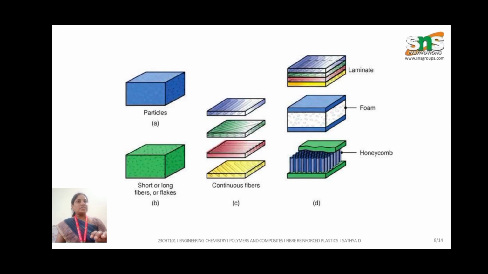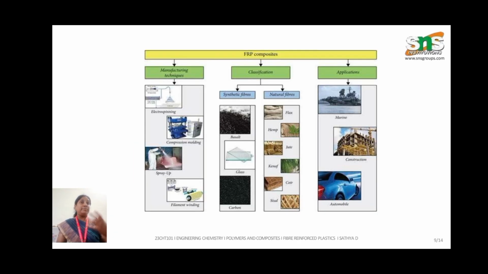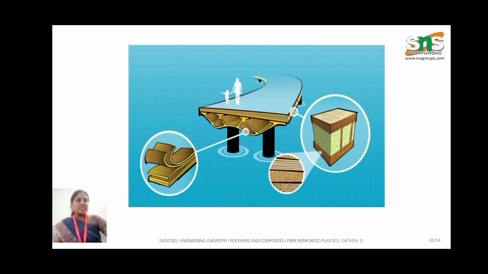It has very good applications: aerospace structures, automobiles, boat hulls, wind turbine blades, and in construction, like bridges, roofing sheets, and reinforcing bars. This is a simple figure of FRP composites, the different types of FRP, and the classification into synthetic fiber and natural fiber. The applications are given in the structures, like a bridge, showing how fiber reinforced plastics work.